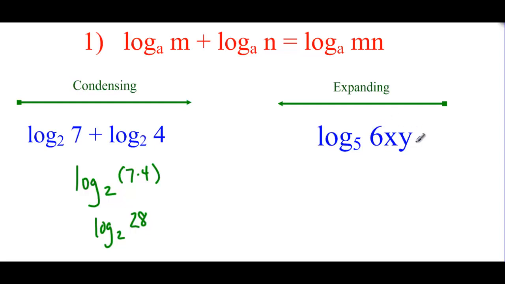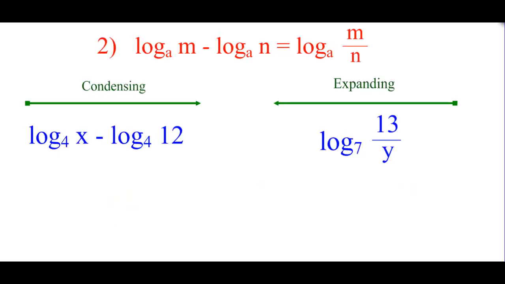What if I already have something multiplied together? Well, then I'm going to ask you to expand it. I am multiplying the 6 times the x times the y. So the rule is very generic. It always shows you two things, but we now have three things multiplied together. That doesn't change anything. This would be log base 5 of 6 plus log base 5 of x plus log base 5 of y. Anything multiplied together we separate with a plus.